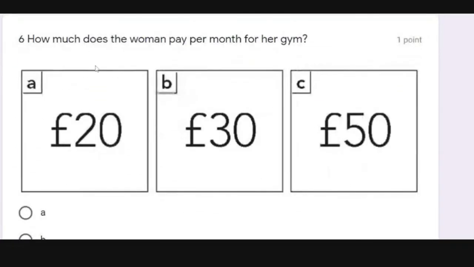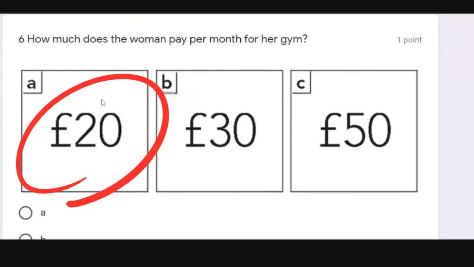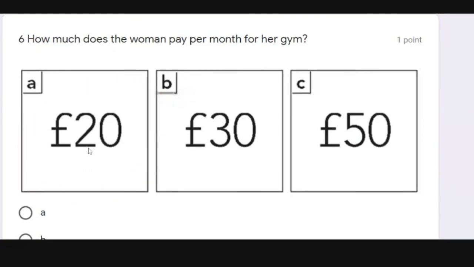Number 6. How much does the woman pay per month for her gym? Okay, let's read through this money value first. So what is this in picture A? How to read this? 20 pounds. Yes, 20 pounds, correct. This sign is pounds. This is the money sign used in the UK, like our ringgit Malaysia.